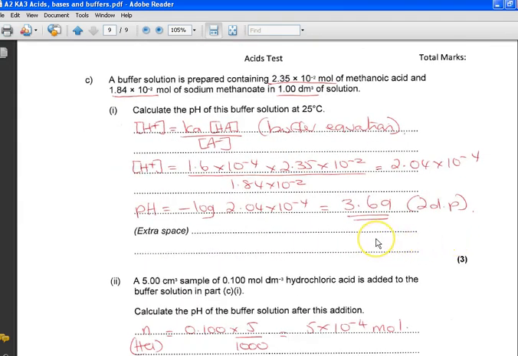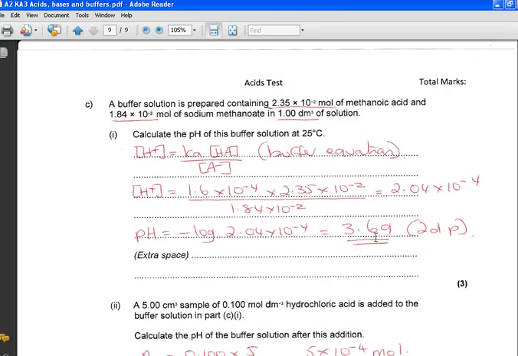Okay, part C, the buffer solution question, again did cause problems. This question was not well done. Part C of this question was not well done. Only a couple of students did it properly, I think. So again, you've got your buffer equation, which you should know. You've got all the equations on the sheet, the ones that you need to know off by heart.